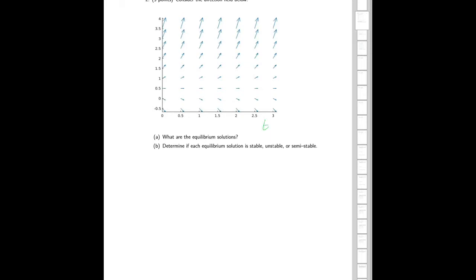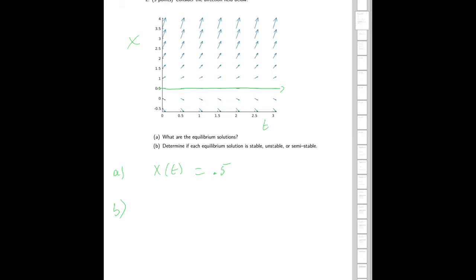Remember, this is the t-axis and this is the x-axis. Well, there's only one. It's going to be this one right here. So for part A, the equilibrium solution is just going to be the solution x of t equals 0.5. Now we have to determine whether it's stable, unstable, or semi-stable.